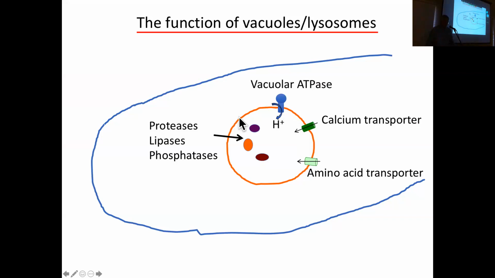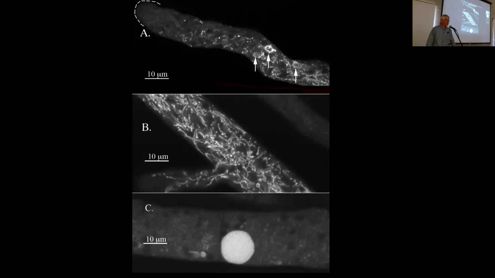But if I look for proteins that were soluble inside here, the enzymes that chew up proteins or chew up lipids, they were all missing. So it was like it had half the components of a vacuole. And that was a suggestion that maybe it's a vacuole in the making. All right.